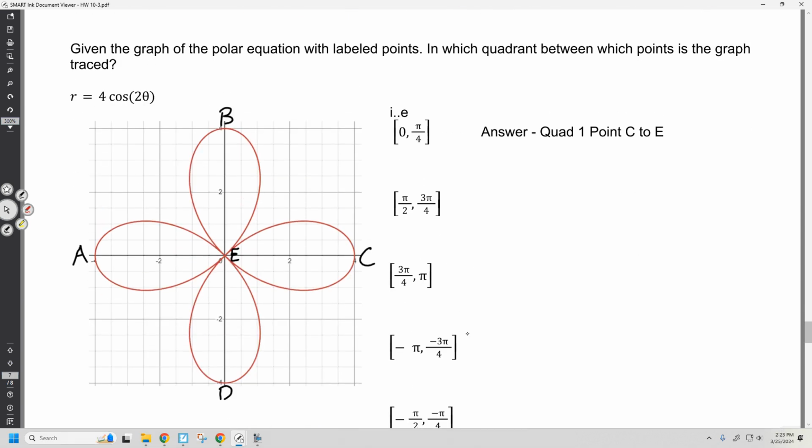Here's 4 cos 2 theta. Which quadrant and between which points, we got A, B, C, D, and E, is the graph created from 3 pi over 4 to pi? For example, for the first question, between 0 and pi over 4, we saw that we traveled from C to E, and we are in quadrant 1.